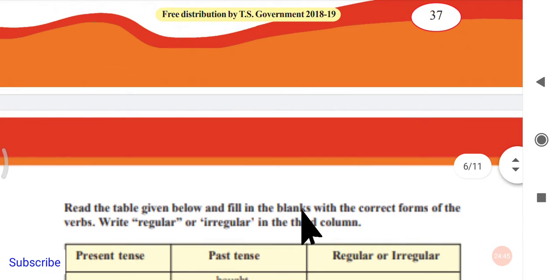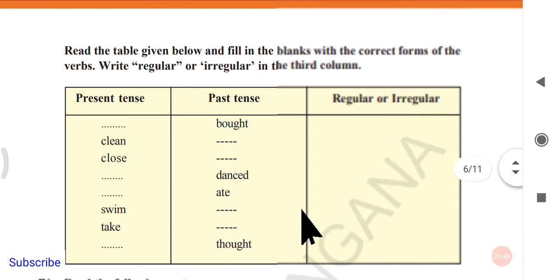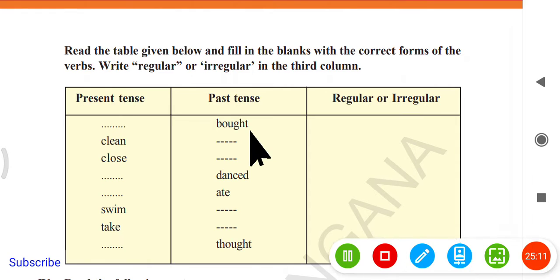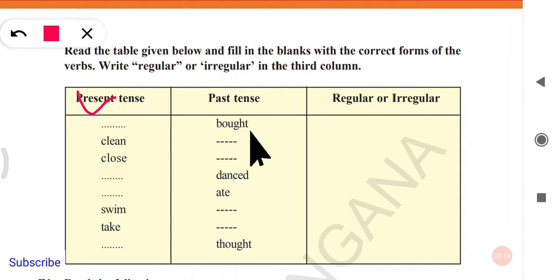Next, we have some exercise here. Let us see. First we have to find the tense form, present or past word, and finally we have to get into whether it is a regular or irregular form. Look at the first one, bought, not brought, bought. So the first word is buy. Buy, bought. Is it regular or irregular? Of course it is irregular, not regular, because it doesn't end with d or ed.